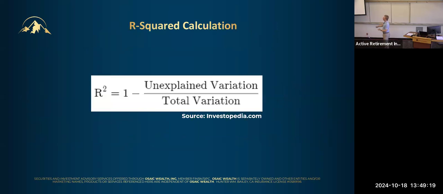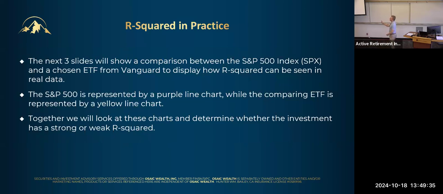So really, you just take the unexplained variation, the unexplained returns, and the total variation, you divide them, and you subtract that from 1. Again, if you want to learn more about this, check out Investopedia. We won't dive too deep into it because we don't use it that much. But I will show you what it looks like on some charts.